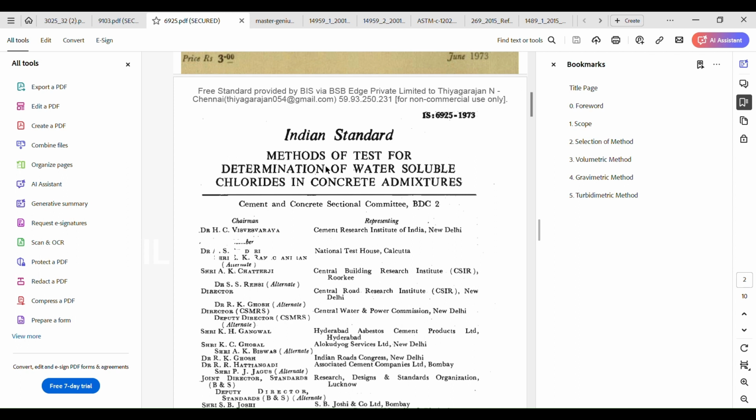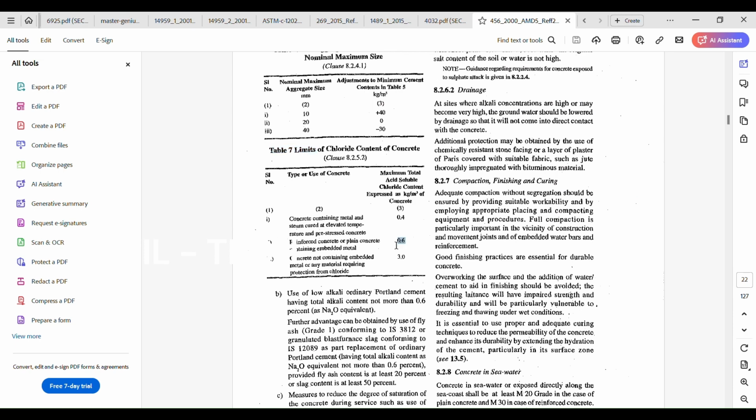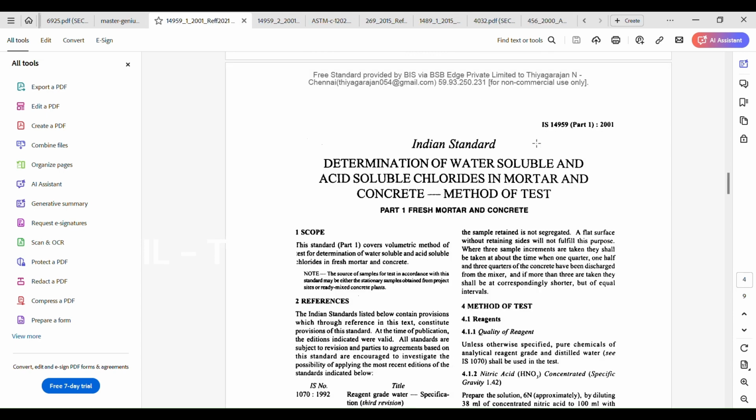We can refer to IS 6925 1973, the methods of tests for determination of water soluble chlorides in concrete admixtures. Earlier we saw the limits of chloride content of concrete in Table 7 of IS 456. The value is 0.6 kg per meter cube. How can we determine it? The IS code book is there.